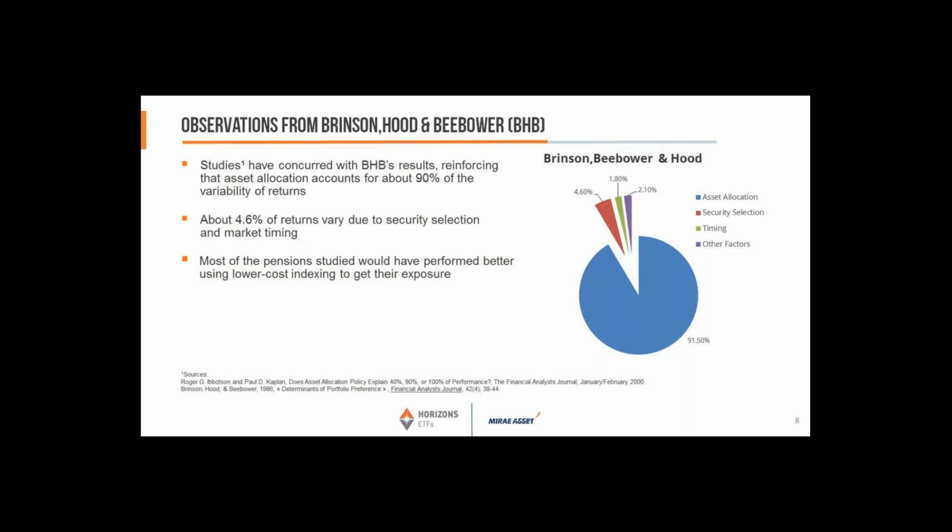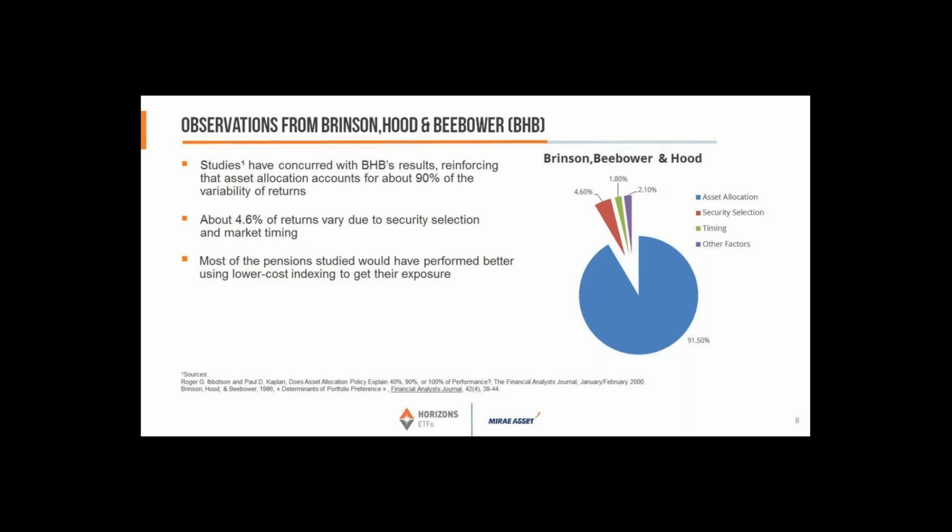And you can see the second most important one is the actual security selection, but that's only 4.6% of your return variation versus 90% for asset allocation. And then, of course, things like timing are about 2%. So timing really doesn't matter as much. Being in the market, obviously, is much more important. And having the right asset allocation is much more important than how you determine what stocks to own.